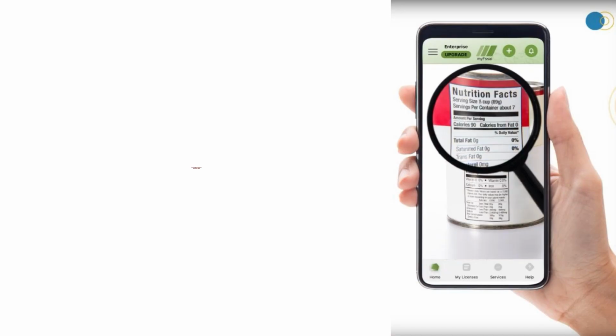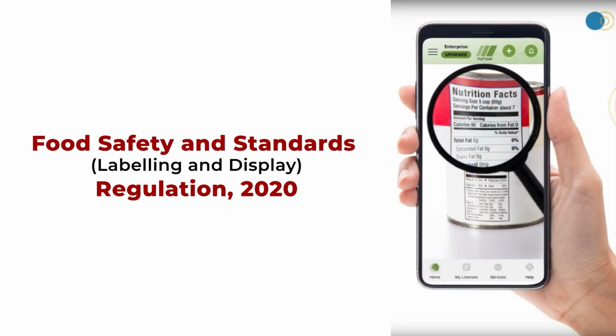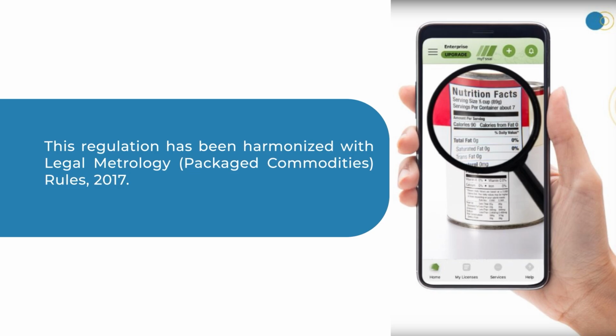Now, I will discuss the labeling regulations. We have the Food Safety and Standards Regulation for labeling and display, which came in 2020. This regulation has been harmonized with another set of rules and regulations, that is the Legal Metrology Rules for packaged commodities.